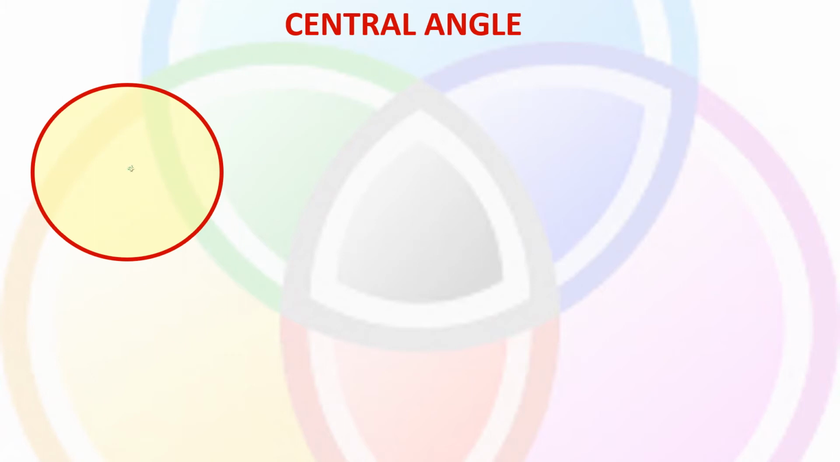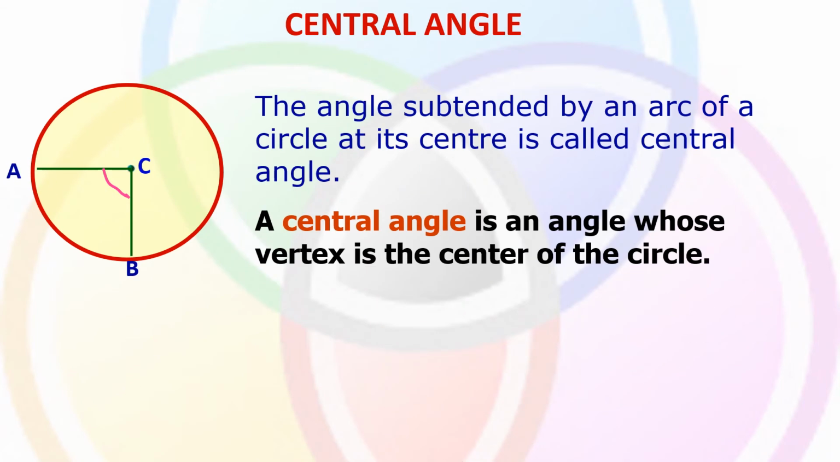Next is the central angle. The angle subtended by an arc at the center of the circle is called the central angle. You can see here angle ACB. One important thing here is that the vertex of this angle will be the center of the circle. That is why it is known as the central angle.